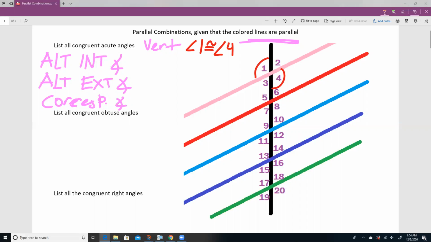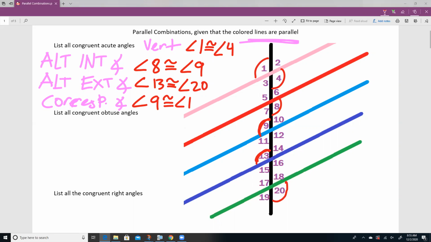If I picked angles for alternate interior, I'll go with angle 8 and angle 9. Those are congruent. For alternate exterior angles, well, what if I picked angle 13 and angle 20? Or if I pick some corresponding angles, well, angle 9 corresponds to angle 13. That'll work.